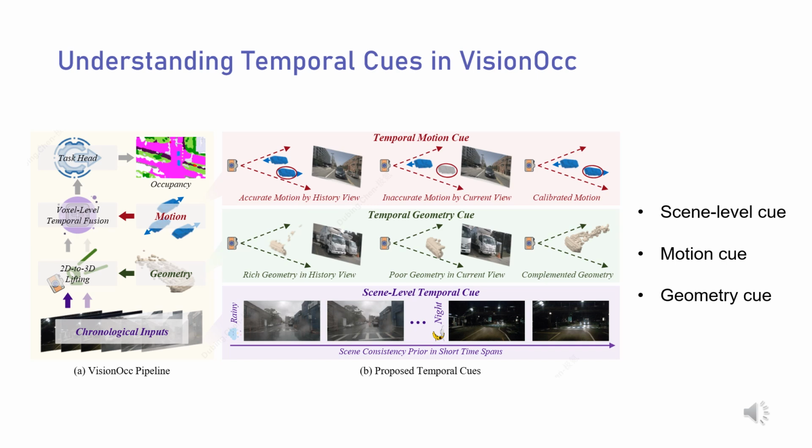Second, motion cue. Objects move, and cameras aren't perfect. This cue corrects alignment errors in voxel fusion by tracking motion and refining it with past data. Third, geometry cue. This uses historical 3D information like depth maps to improve how we lift 2D images into 3D space for the current frame. It's a bit like using an old map to fill in gaps on a new one. Each cue adds a unique layer of understanding to the prediction process.